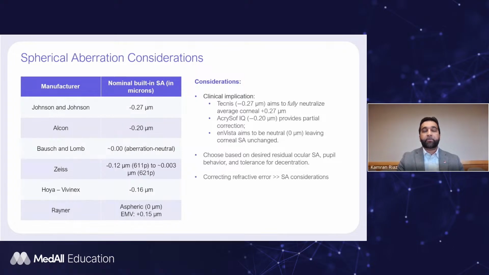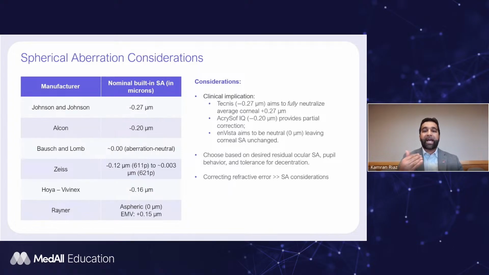Now, some of you may be like, well, gosh, this is going to create a huge problem in my practice. I still want to emphasize that correcting refractive error is going to be more important than correcting spherical aberration. But nonetheless, I think this is very important for patients after laser vision correction when they have very high amounts of spherical aberration. So using a lens that corrects a lot of that spherical aberration would be very helpful. Again, that's for myopic laser vision correction.